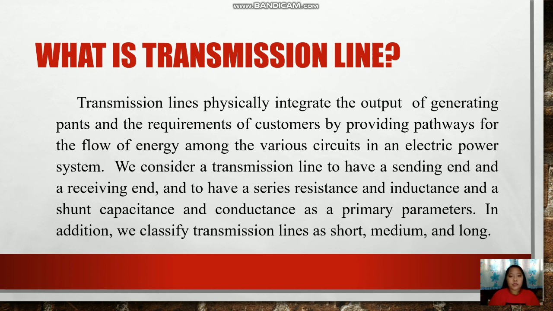We consider a transmission line to have a sending end and a receiving end, and to have a series resistance and inductance and a shunt capacitance and conductance as primary parameters. In addition, we classify transmission lines as short, medium, and long. Next slide, we will discuss what the short, medium, and long transmission lines are.